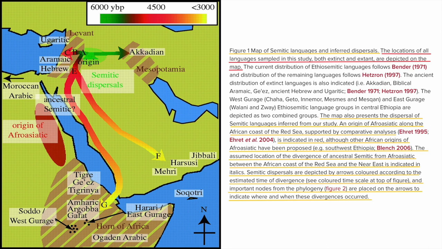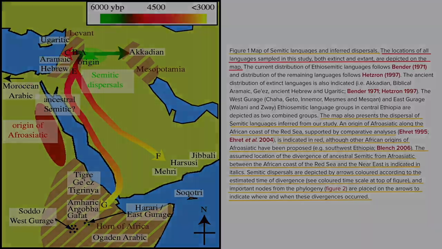Semitic dispersals are depicted by arrows colored according to the estimated time of divergence. See colored time scale at top of figure. And important nodes from the phylogeny are placed on the arrows to indicate where and when these divergences occurred.